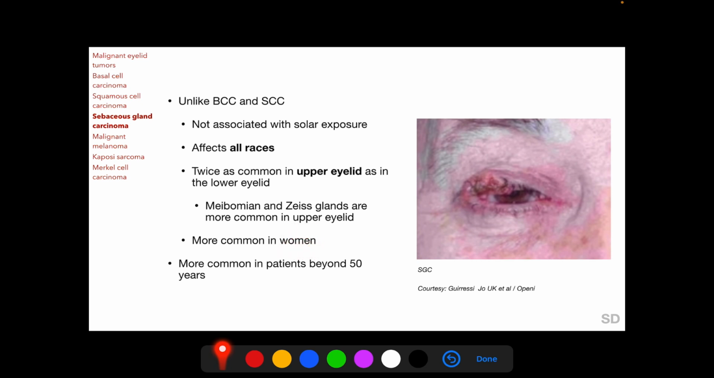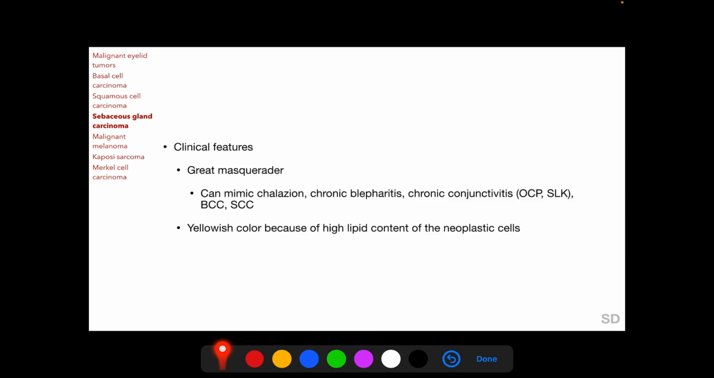Sebaceous gland carcinoma tends to occur in patients beyond 50 years of age but can occur earlier in life, which is rare with basal cell carcinoma or squamous cell carcinoma unless there is a familial genetic predisposition. Sebaceous gland carcinoma is said to be a great masquerader because it can mimic chalazion, chronic blepharitis, chronic conjunctivitis, basal cell carcinoma or squamous cell carcinoma.